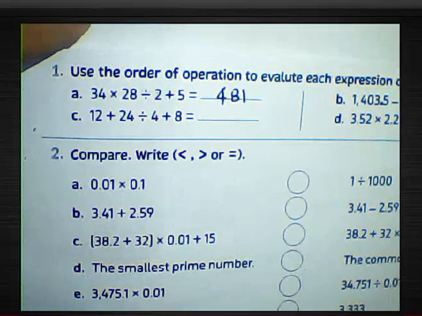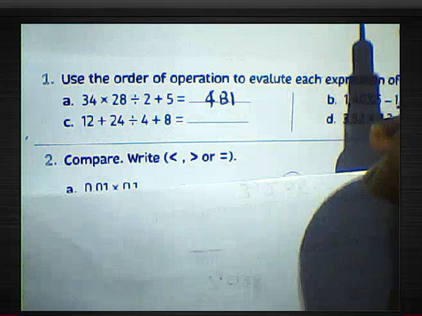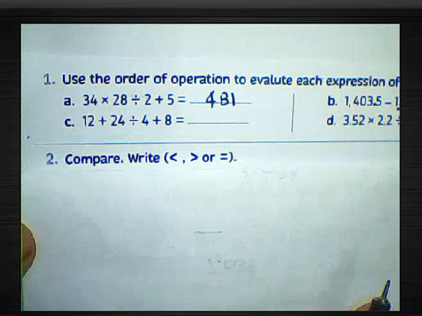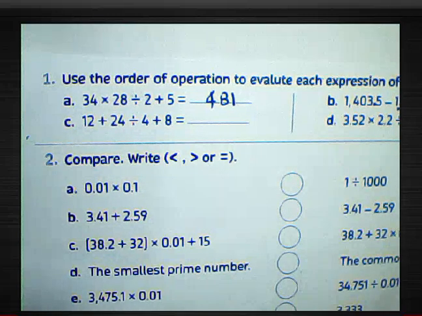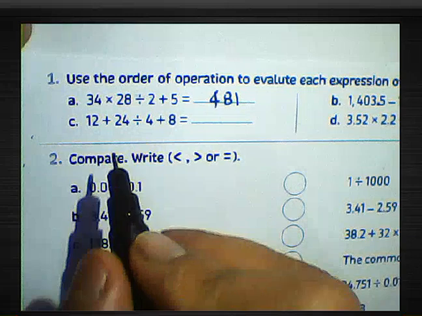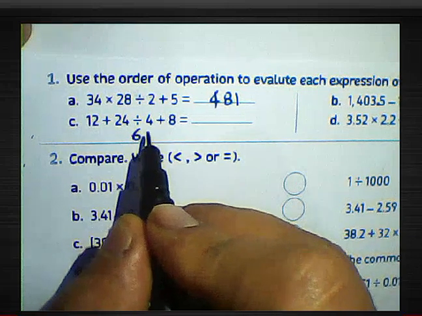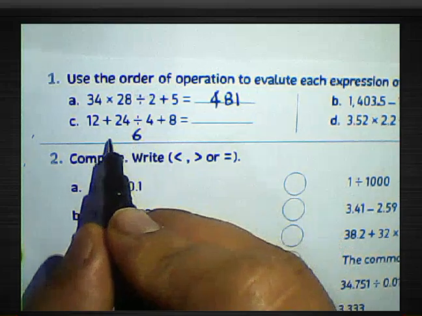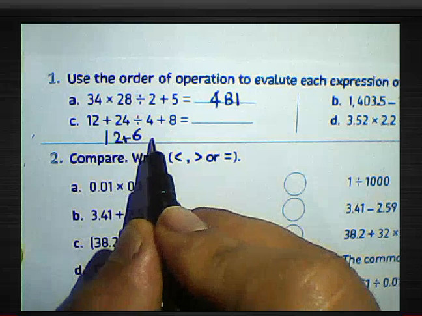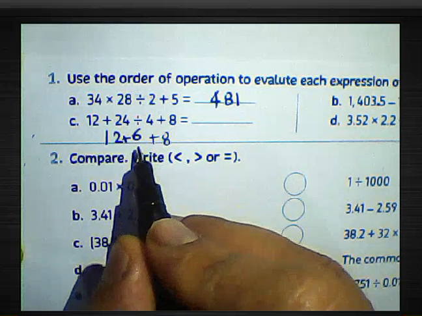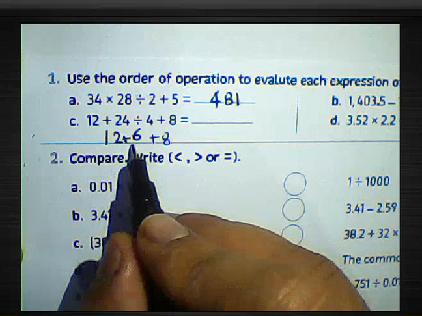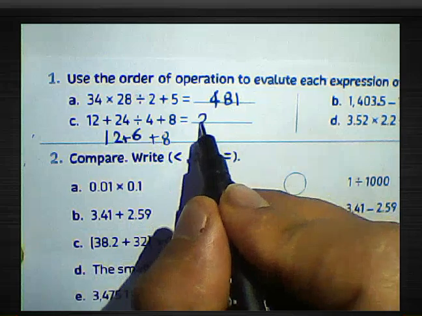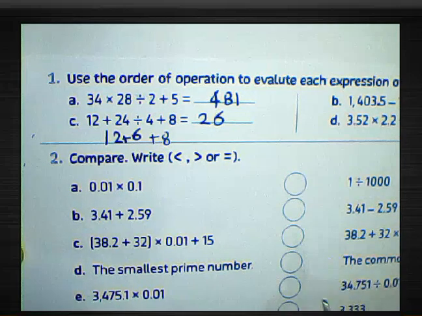Okay, letter C. 12 plus 24 divided by 4 plus 8. Look at here with me about this example. It's very easy because 24 divided by 4, we know it will be 6. We can find the division first, and then write 12 plus 6 plus 8. 12 plus 6 equals 18. 18 plus 8 equals 26. The result will be 26.